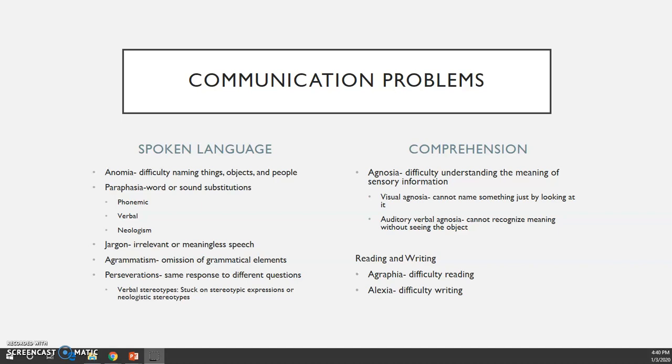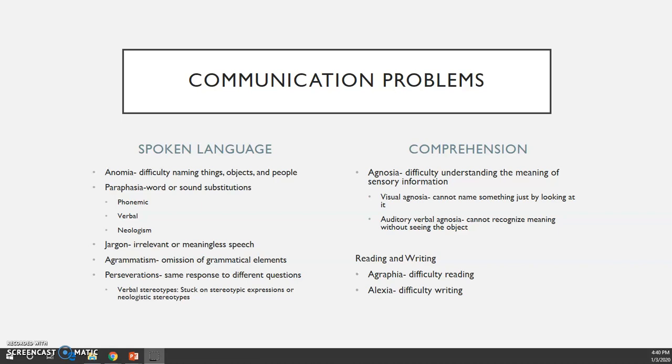So for expressive language or spoken language, people with aphasia could have anomia, which is just difficulty naming things, objects, or people. So anomia, if you break it down, a is without, and nomia is naming. And we have paraphasias, which are word or sound substitutions, and we can break that down into three ways.